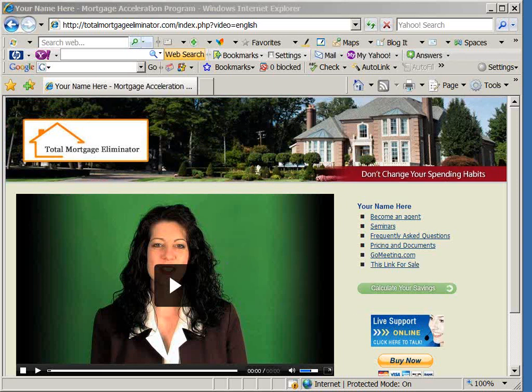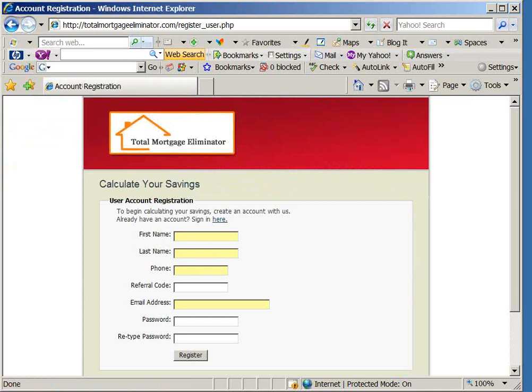As the video says, please calculate your savings. We ask the customer to do this for two reasons. It creates a contact record so that you have all the information you need to follow up with the customer later. Plus, it also gives the customer an idea of the size of dollars that we're talking about that they can save by using the system.